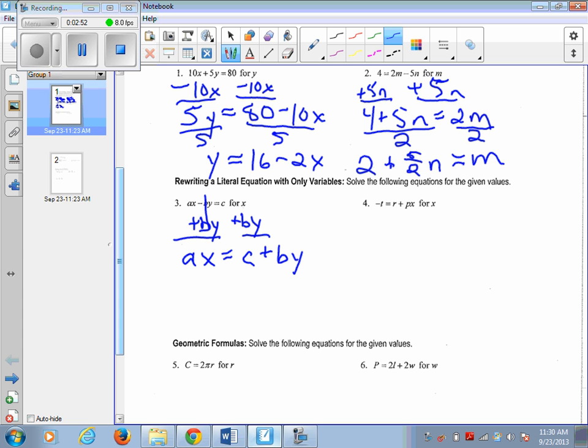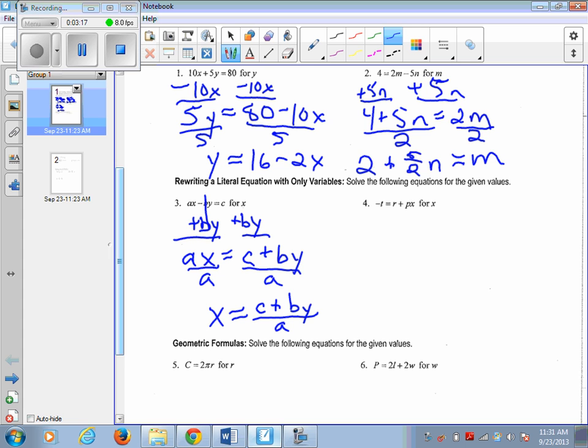Now to get x all by itself, right now it's a times x, meaning we divide both sides by a, so that we get x equals, and we can't simplify it since we don't have any numbers and any like terms, so we have c plus by divided by a.